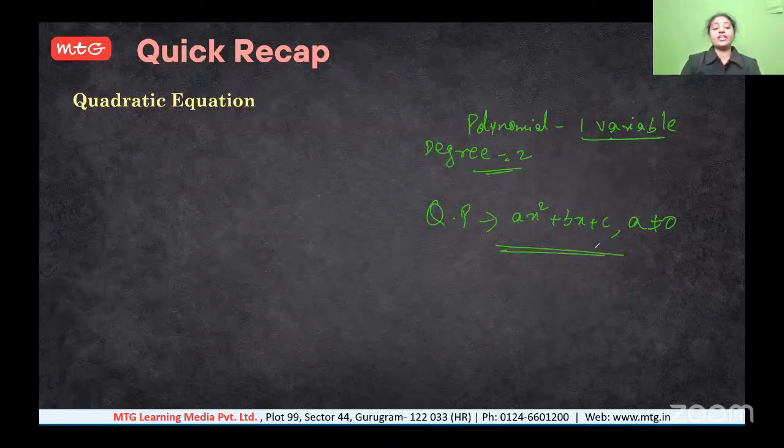There again, we have studied one more thing: the number of zeros of a quadratic polynomial. How many zeros does a quadratic polynomial have? Very good, all the answers are right.